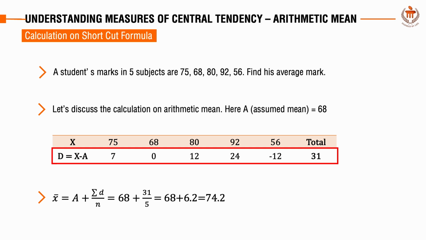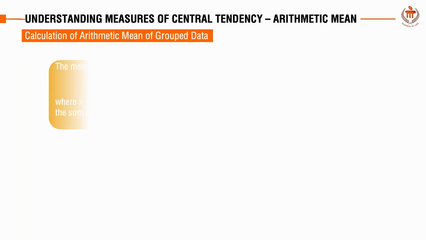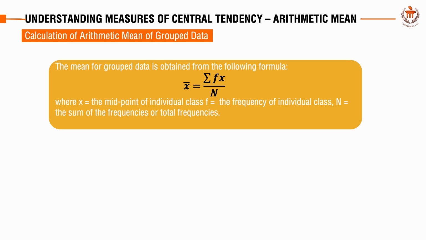So the sum of D is 31, the assumed mean is 68, and the number of observations is 5. If I apply the formula of arithmetic mean, 31 divided by 5 is 6.2, and when that is added to 68, I get 74.2, which is the arithmetic mean for the data.